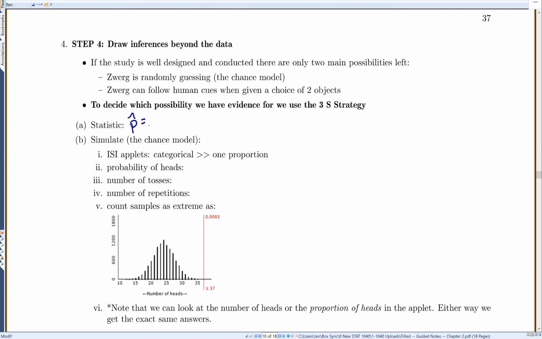What is our statistic? It was that p hat equals 0.77, or my count of 37 out of 48 correct. So you can use it as proportions, or you can just look at the count. Then we're going to simulate with the chance model. So we're going to go to our ISI applets again. So it's categorical, one proportion.